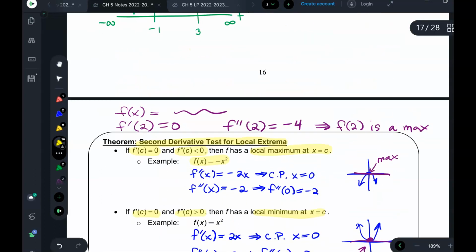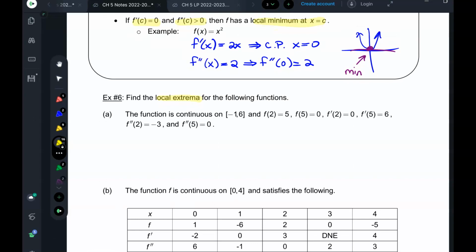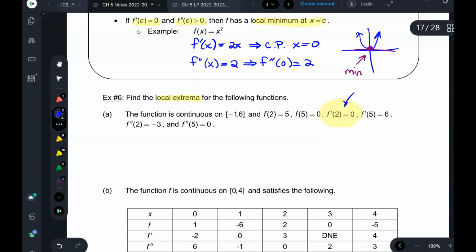Okay, let me go back to this example that I scribbled up here. What's the first thing that we want to have? We want to have a derivative equal to 0. Which one has a derivative equal to 0? Okay, right there. That tells me I have a horizontal tangent. Now, f of 5 equals 0, that just means it's touching the x-axis there. Does it tell us any information? f of 2 equals 5, that's just a point.